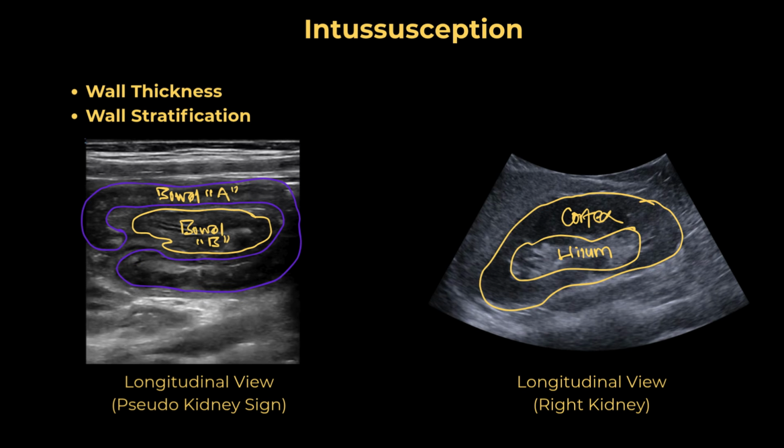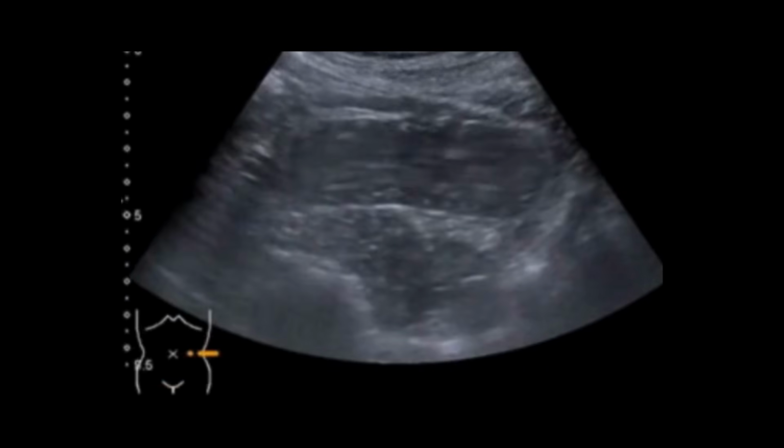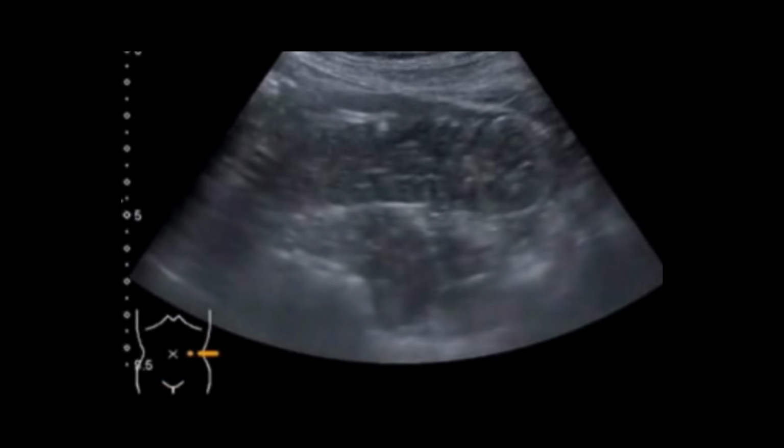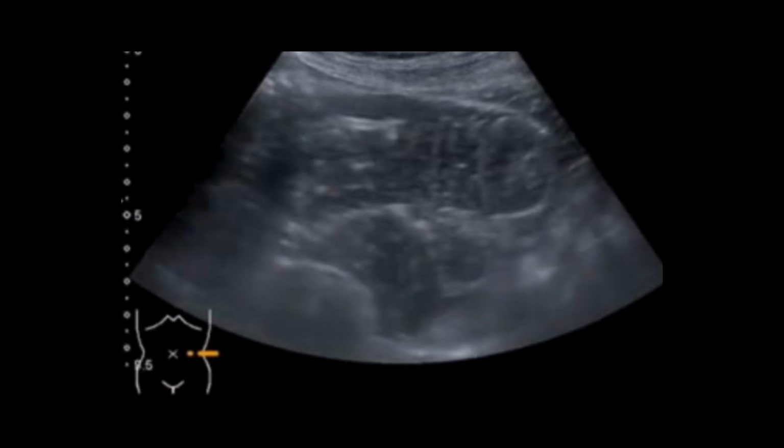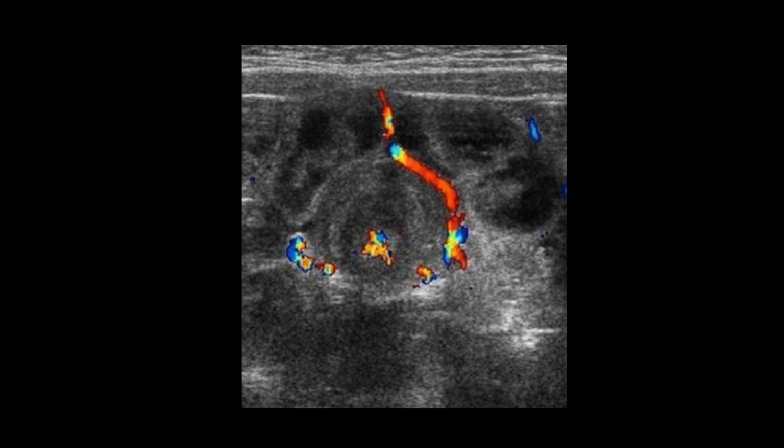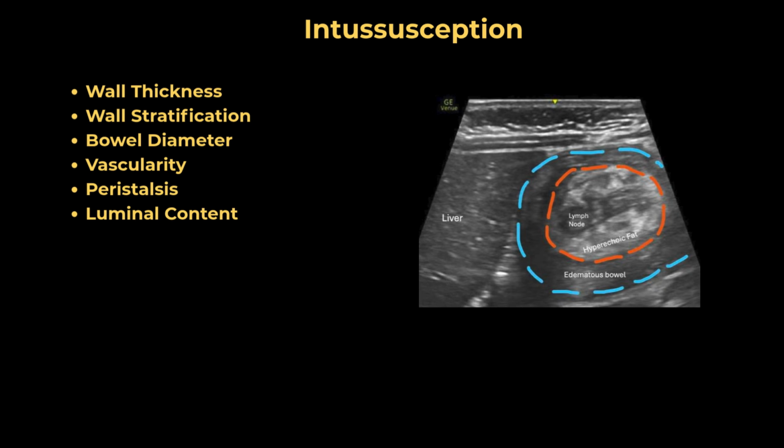Peristalsis is usually absent or reduced within the lesion. The bowel before the lesion may show increased peristalsis due to obstruction. Vascularity is very important. On color Doppler, preserved blood flow means the bowel is still viable. Absent blood flow suggests ischemia or necrosis. This is a surgical emergency. The lesion is firm and non-compressible. It does not collapse with pressure.